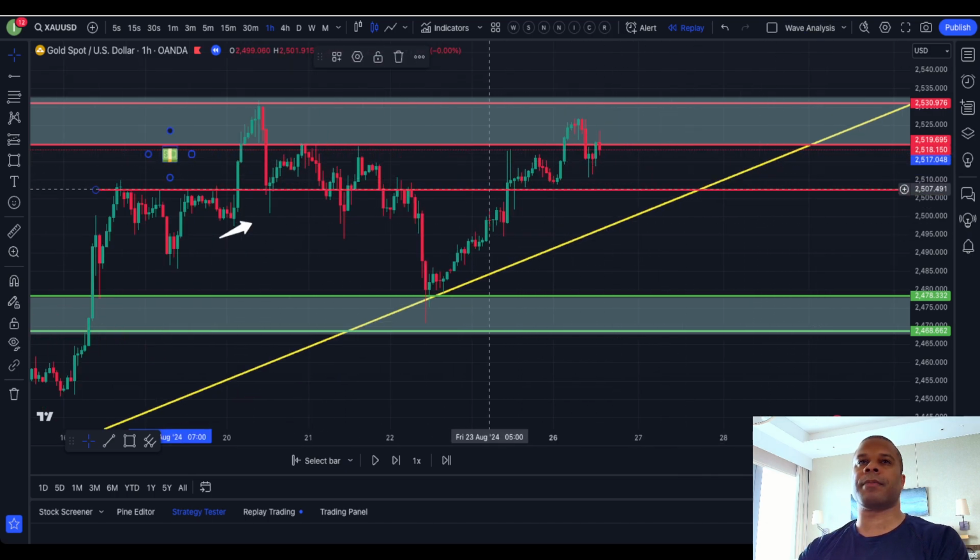Again, we talked about those big wicks. We have a big large candle here. We're almost getting a large candle here. I want to see a little more of a rejection out of here. And let's see what happens.